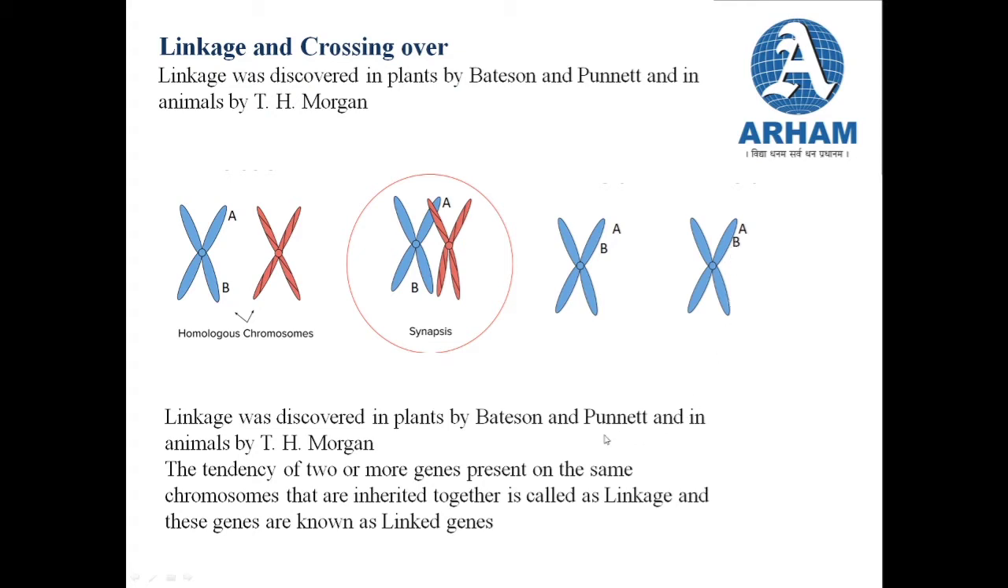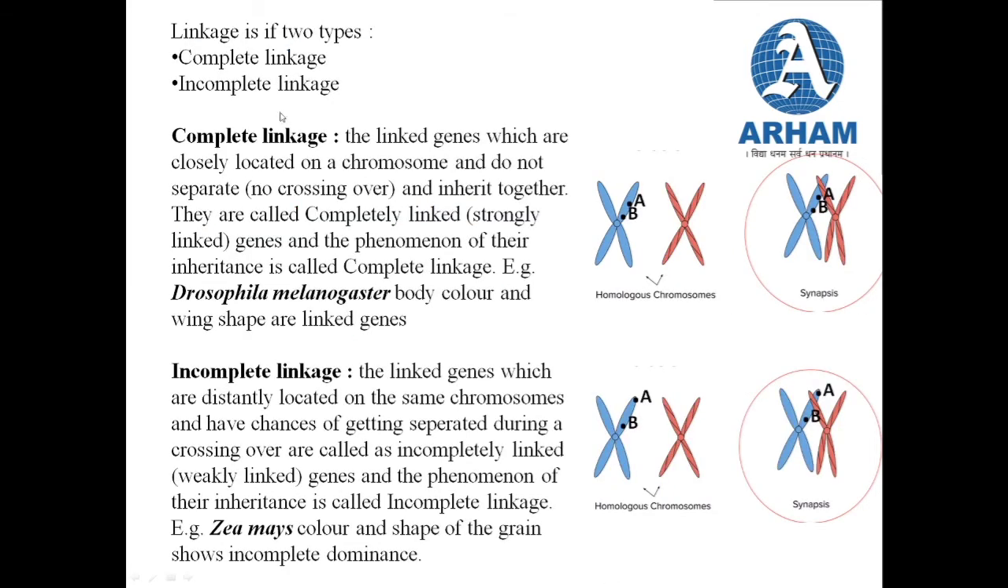So depending upon this, linkage is divided into two categories. Let us see it further. So linkage is divided into two categories. There are two types of linkage. One is complete linkage and the other one is incomplete linkage. Starting with complete linkage, let us study complete linkage first.